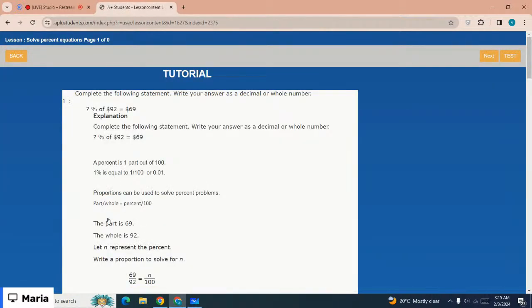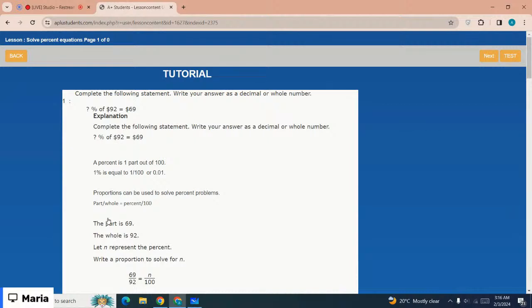So now you need to solve the equations. Basically the proportion is the same as we just did with the questions, but you have to see the question carefully, like what you have to find in the question. Just start with the first example. Complete the following statement. Write your answer as a decimal or whole number, right? So just look at the statement. You are given: what percent of 92 is 69, right? You have to calculate how much percent of 92 equals 69.